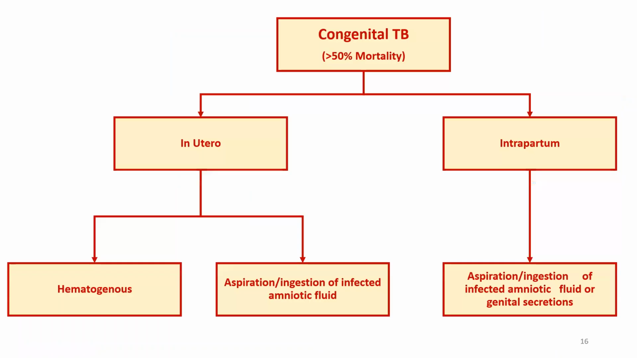So why are these infants dying? Most of them, 50% of the mortality, is due to congenital TB. How do they get congenital TB? It's in utero. It could be hematogenous, through the blood, or through aspiration or ingestion of infected amniotic fluid while in utero. During delivery, or intrapartum, they could aspirate or ingest the amniotic fluid or genital secretions. So that's how these children can get congenital TB from their mother, in these two forms: in utero and intrapartum.